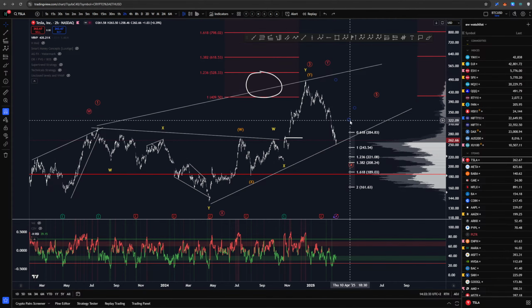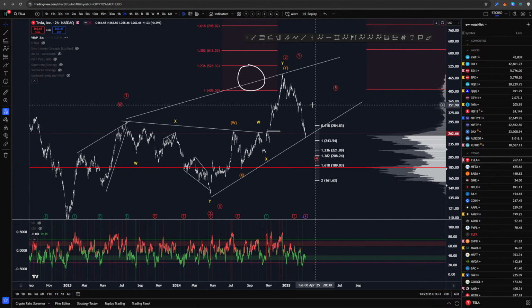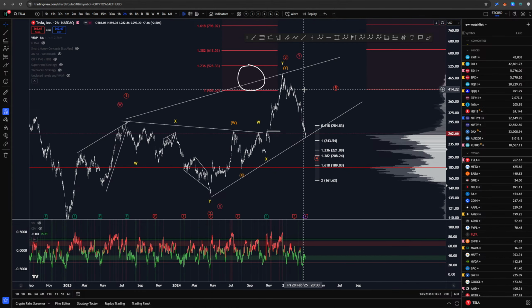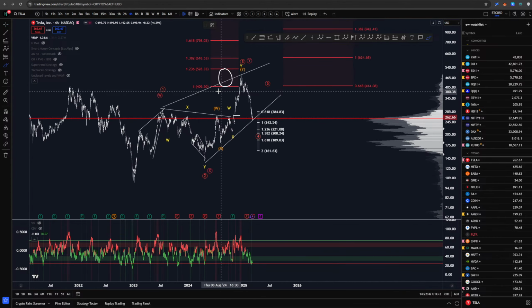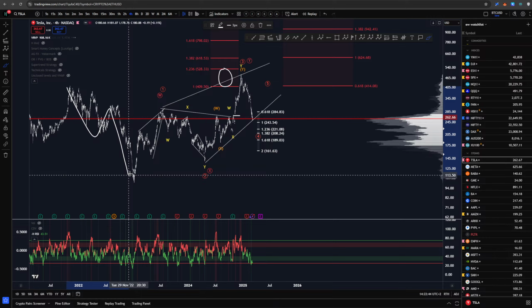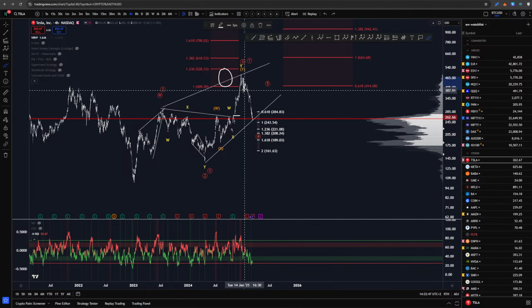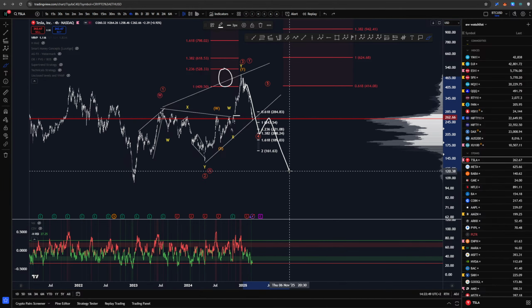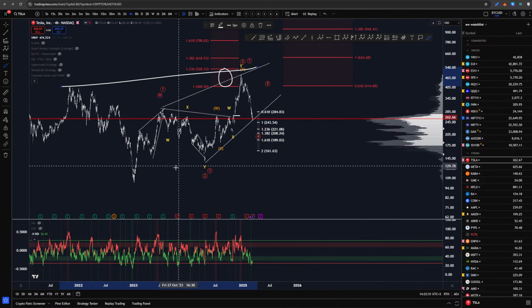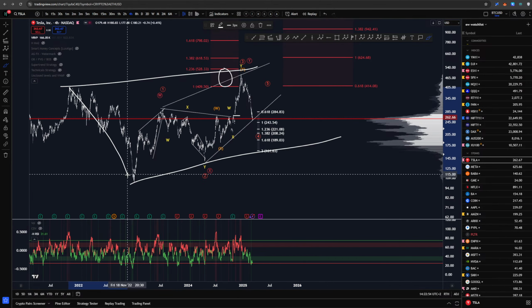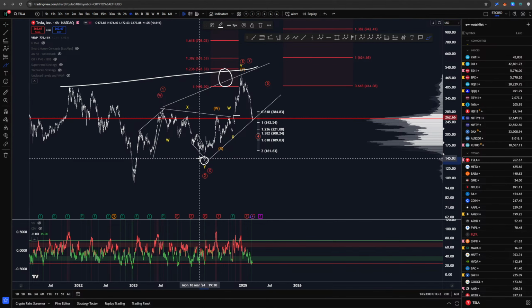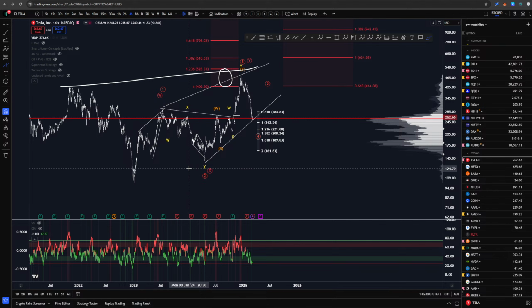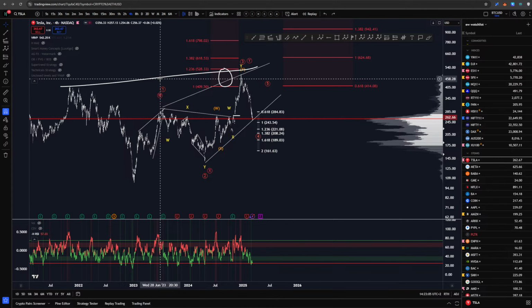Now, let's see, what else is possible? Another possibility, as I mentioned, is that it is part of a larger structure where it started from here, then this would be a 1, 2. We're just looking for 3, 4, and 5. Could be either getting that running flat situation, or as long as this holds, we can still think of this whole thing as bullish, or hold a bullish momentum.